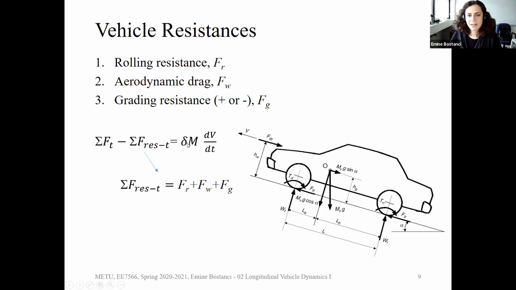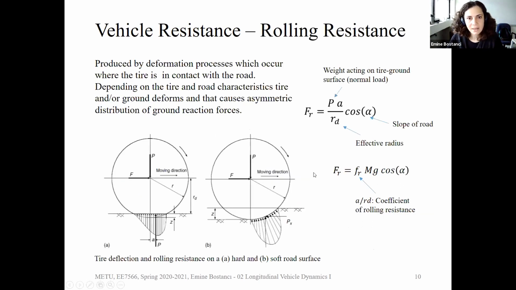And once we are done, I'm going to show you how we can calculate and estimate this delta, what this delta means. So the first resistance is the rolling resistance. We have the wheels, and if you just want to move forwards, in this case, the vehicle is going in that direction. Here you see the moving direction, and this is just one wheel. And this is the weight, the normal load on one wheel.